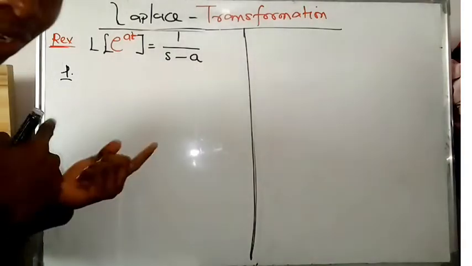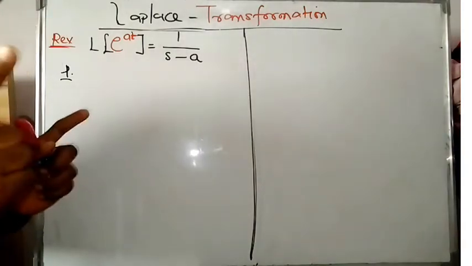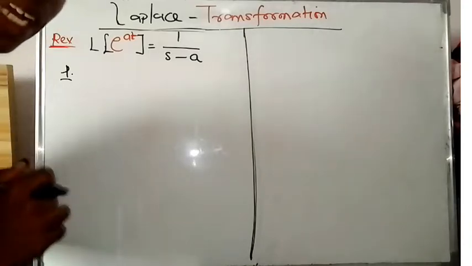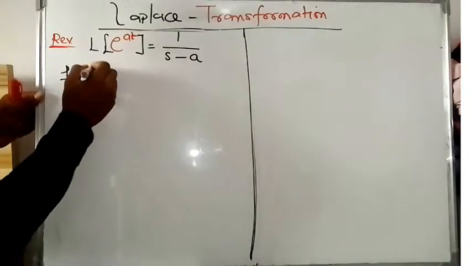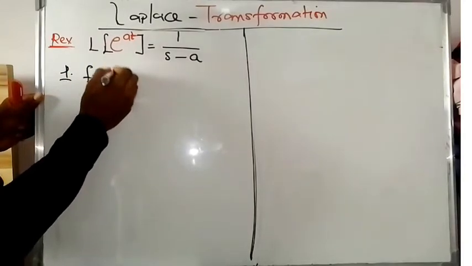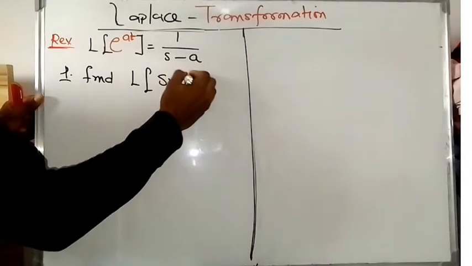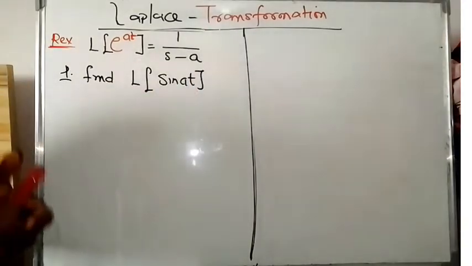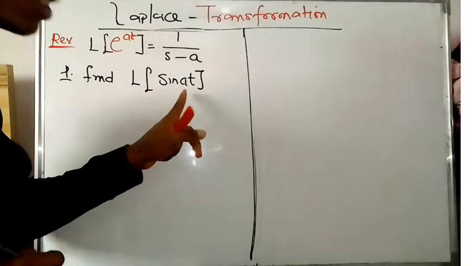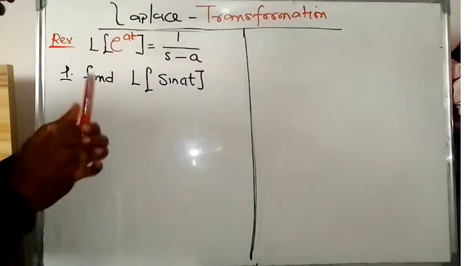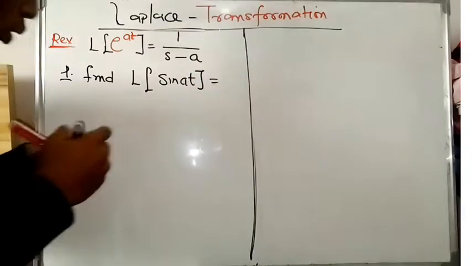Now let's take our third solution to Laplace transformation. For example, we are asked to find the Laplace of sine at. This is a general expression when you have a constant a. Remember, a is always a constant. So we're asked to find the Laplace of sine at.